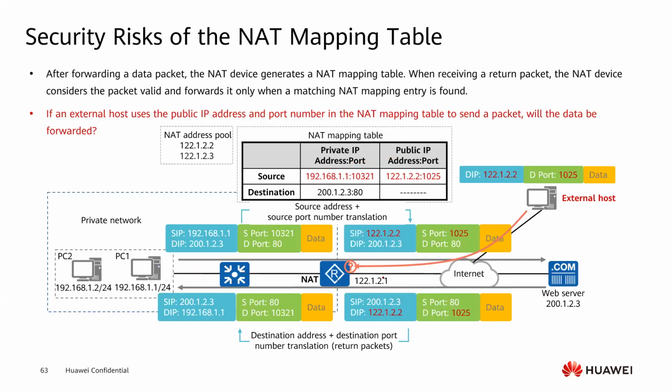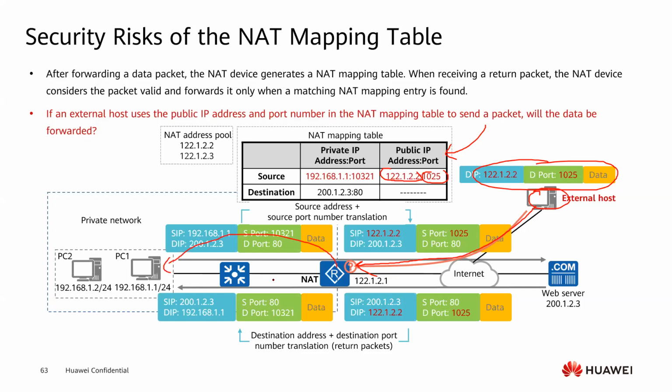There will be a question here. Since I created a mapping table, when the inside packet is sent out, it will create a table entry where the outer header has this IP and this port. If some external host, maybe an attacker, somehow knows the IP address and port for this session and sends a packet to this IP address and port, should the NAT device forward the packet in or not?